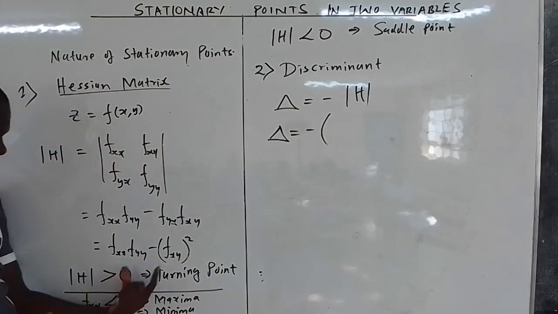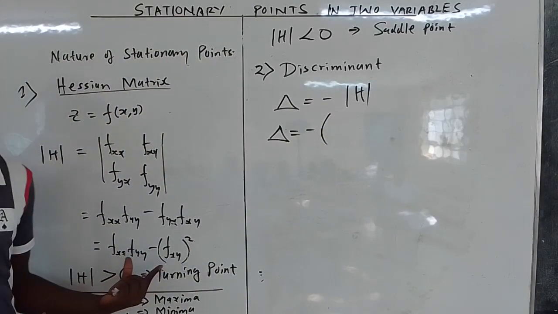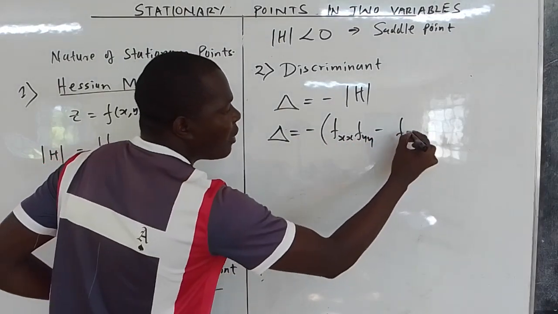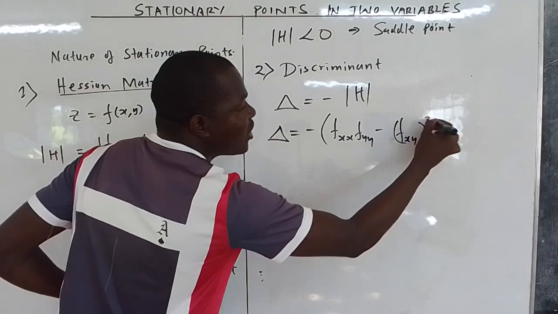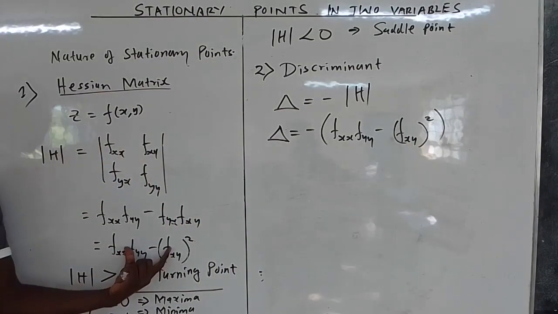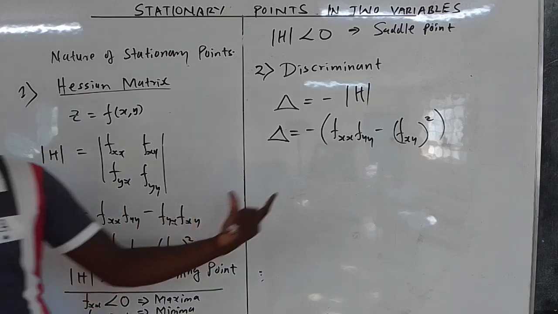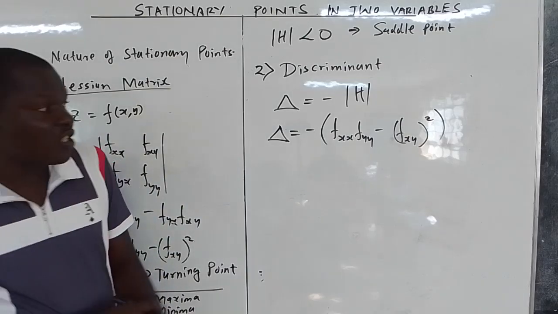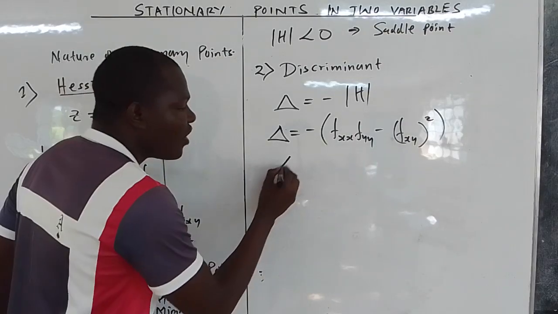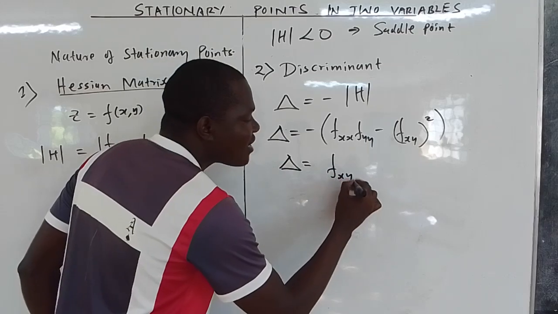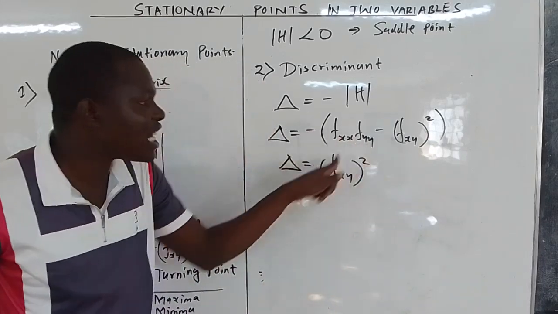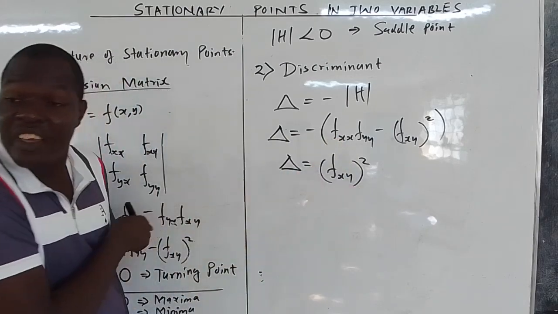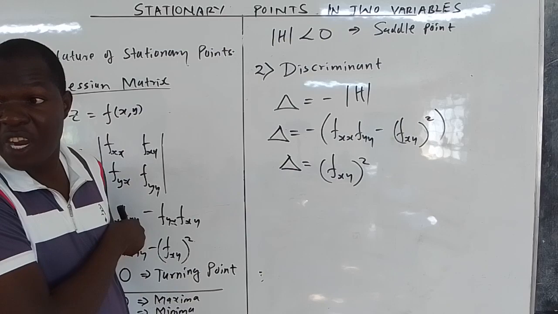But what is the determinant of the Hessian matrix? You get the determinant of the Hessian matrix to be f of xx, f of yy minus f of xy squared. That was the determinant of the Hessian matrix, isn't it? But we can see clearly that the discriminant is the negative of it. Meaning if you take the negative inside the bracket, then you will see that the discriminant now starts with this, because the negative changes this to negative. So the discriminant is now taking the opposite.